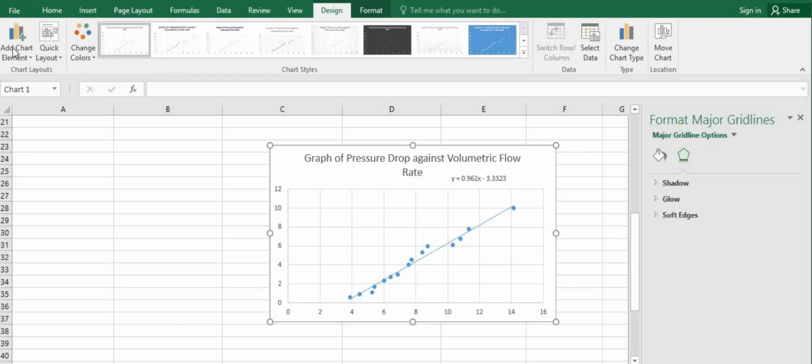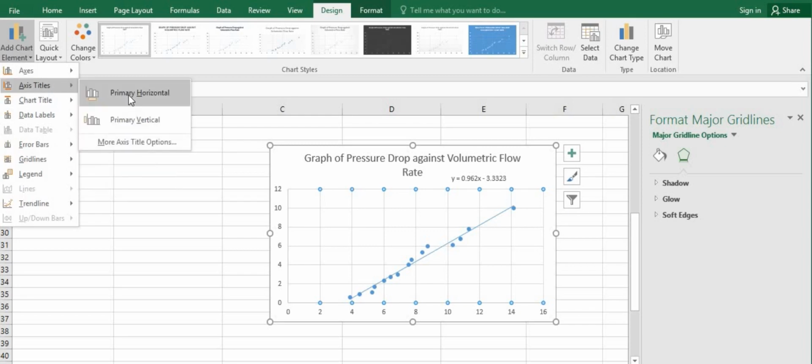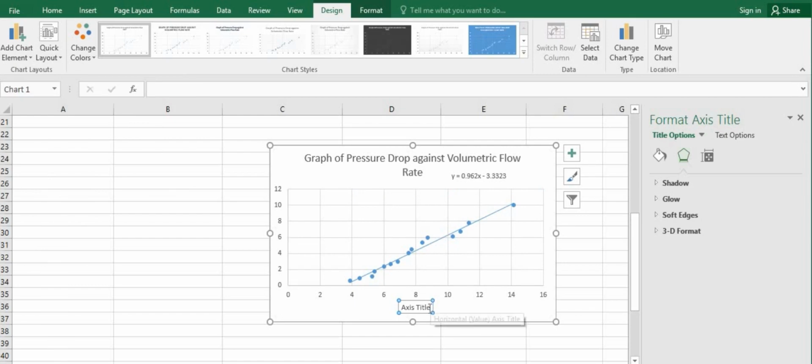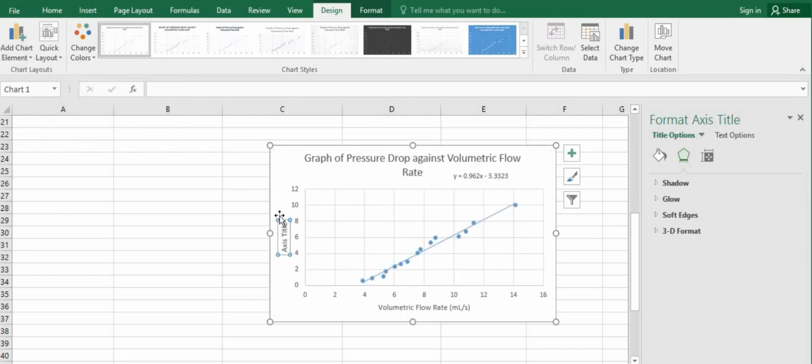You can also add the chart elements, that's the axis titles. The horizontal axis is for the volumetric flow rates in milliliters per second. That's this. And vertical axis is for pressure difference. That's all about this part of the question.